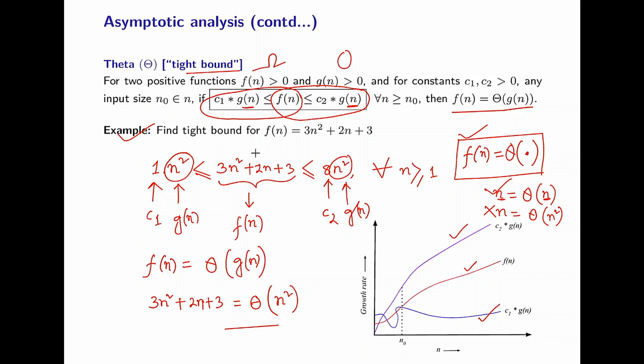We'll discuss two more asymptotic notations in the next lecture. Those are little o and little omega.